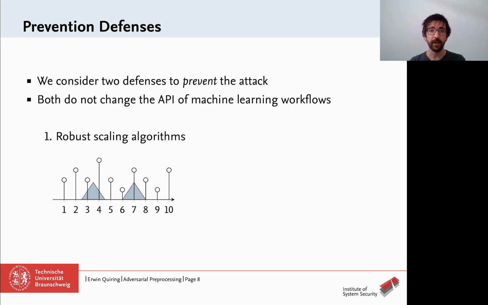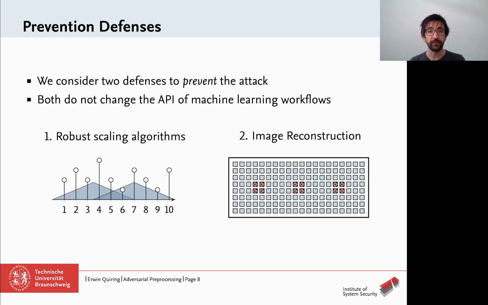As a first defense type, we start with a conception of an ideal robust scaling algorithm so that we can check the robustness of existing scaling implementations. For instance, a secure scaling can be achieved by adjusting the kernel width to the scaling ratio such that the windows overlap. A scaling attack is then not possible anymore. As a second type of defense, we develop a method that reconstructs the source image, and it is therefore applicable to any scaling algorithm. This slide also shows an example for this.